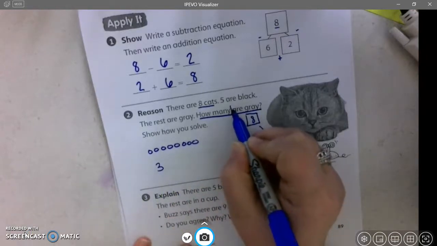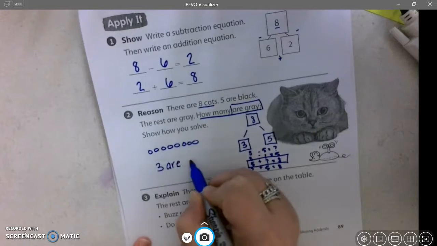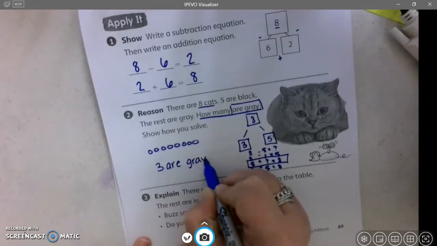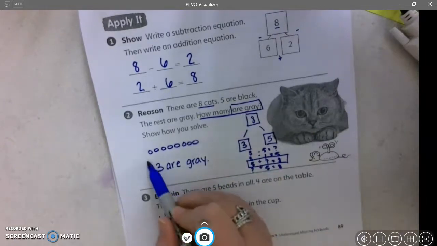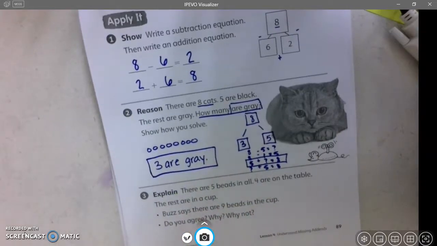Okay. Oh, and to answer the question, 3 are gray. Remember, we're practicing answering in complete sentences. Then go ahead and draw a circle or a square around your answer just so that way it helps me find it on your page a little bit better.